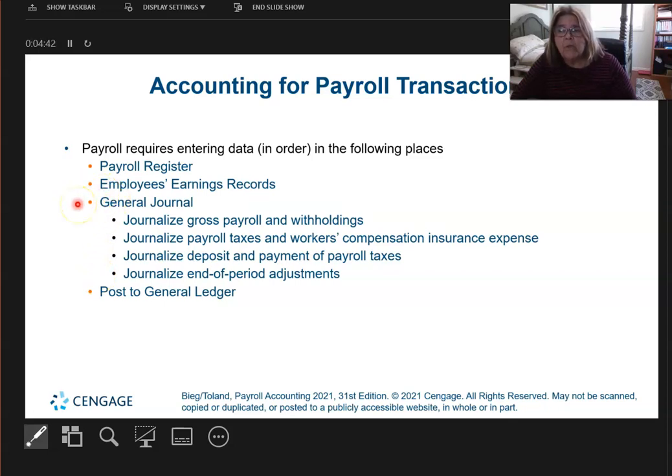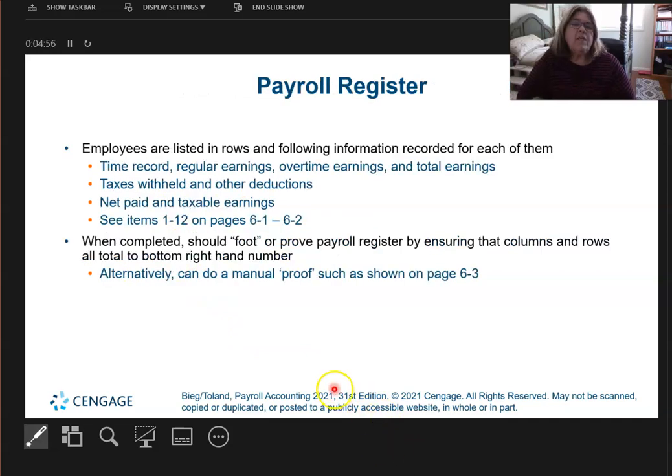If you remember from Accounting 1A, after journal entries, you always post to the general ledgers. I'm not going to talk a lot about the general ledger, but this is everything that has to happen in this particular chapter. Okay, so on the payroll register, if you remember correctly, I recorded all the times for all my employees for each pay period. It has all of this information on it. And so what I need to actually do is foot or prove the payroll. Basically, I should add the columns and rows, columns down, rows to the right, and make sure everything matches. That's for the payroll register.